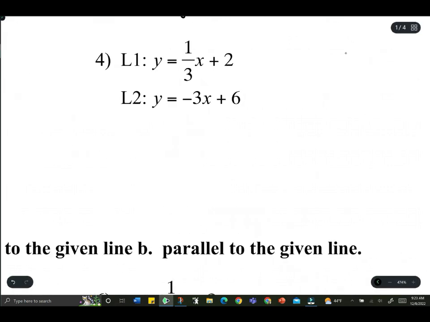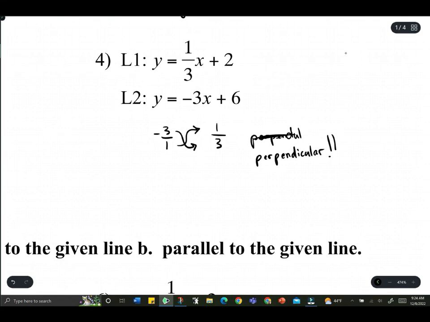Now these two are already given to you in slope-intercept form. How nice. 1/3, negative 3. So just think, negative 3 over 1. If we were to switch that, it would be 1 over 3 and make it positive. So yes, these two also are perpendicular. Almost wrote parallel. I don't know what I'm writing there. Perpendicular. Okay, so that is the main idea of these.